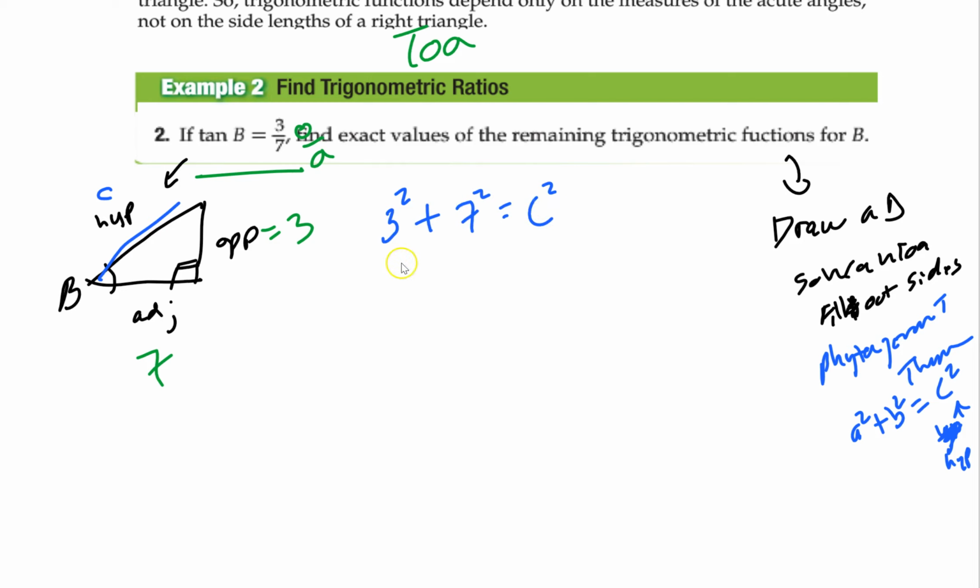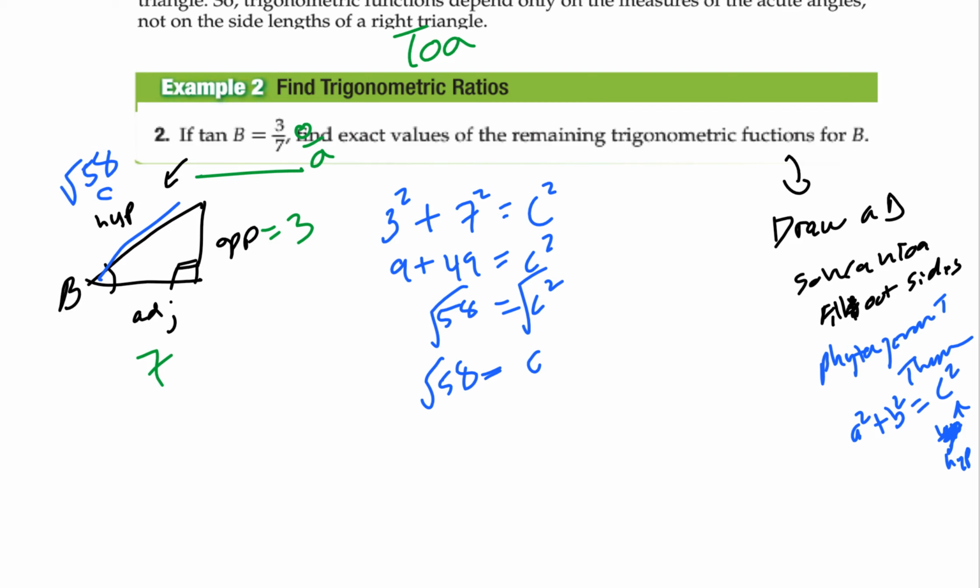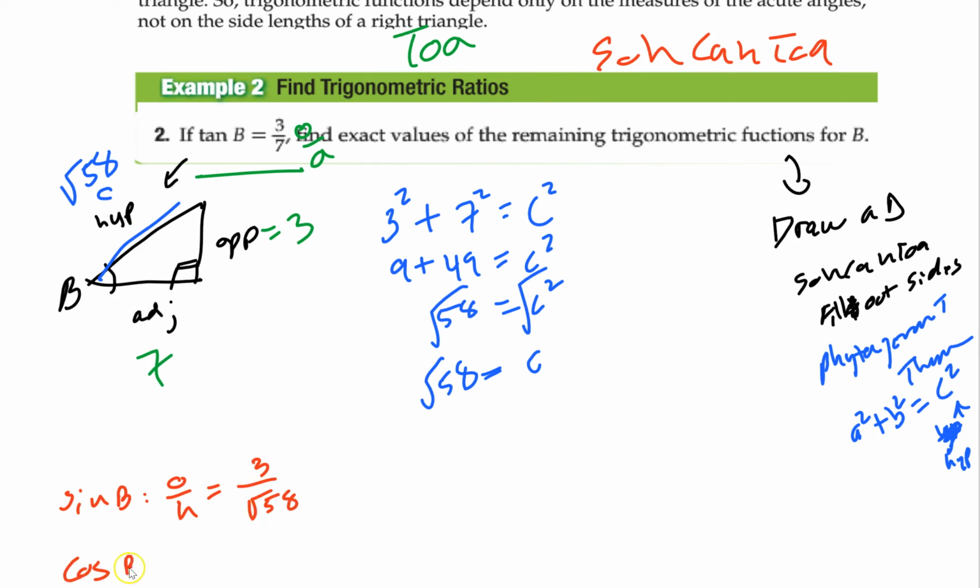I get 9 plus 49 equals c squared. So 58 equals c squared. Square root of 58 is my c. So now I have everything I need. I have all the sides. So if I want to figure out what sine of b is, SOHCAHTOA, right? Sine is opposite over hypotenuse, 3 over rad 58. We don't need to rationalize this. Cosine of b, CA, would be adjacent over hypotenuse, 7 over rad 58.